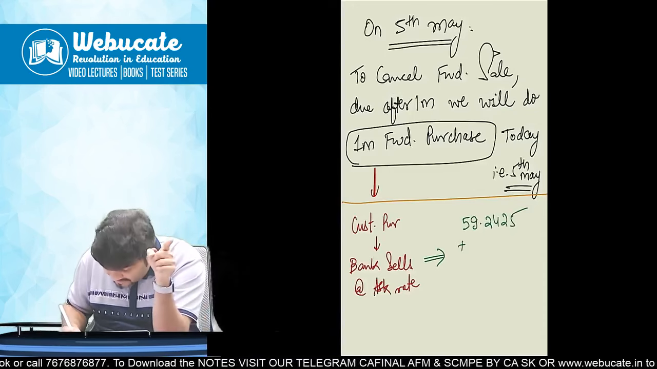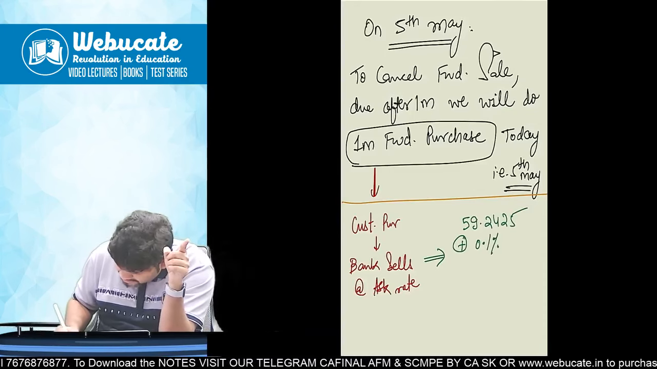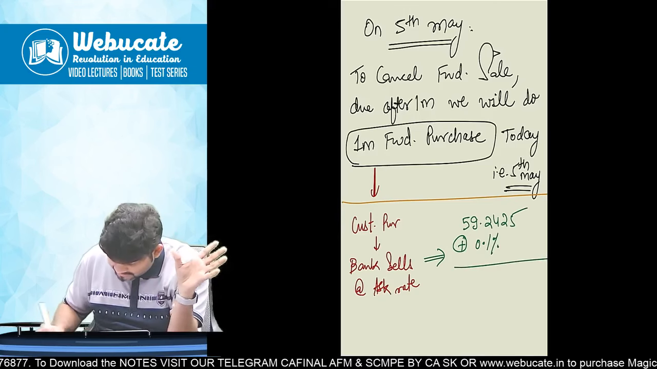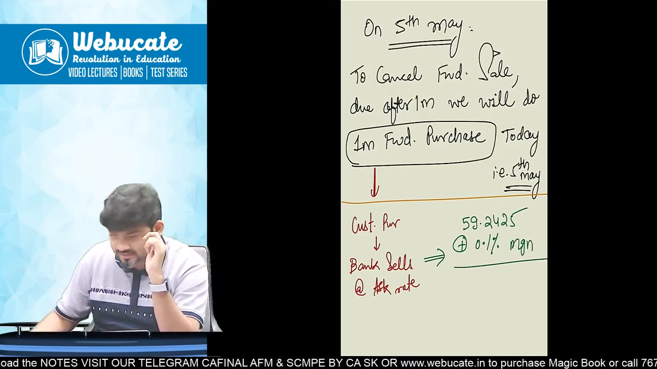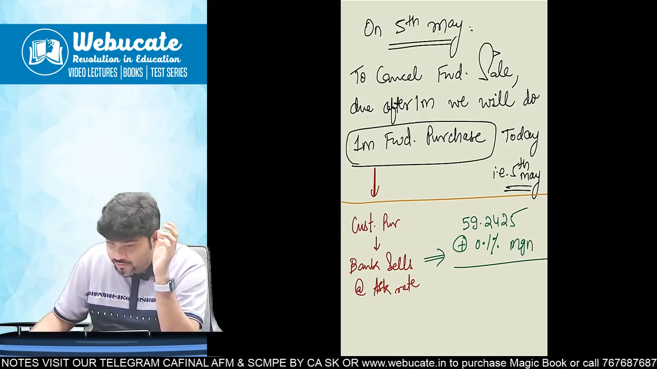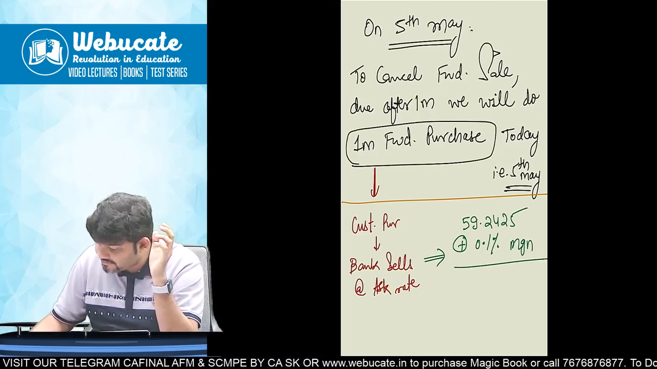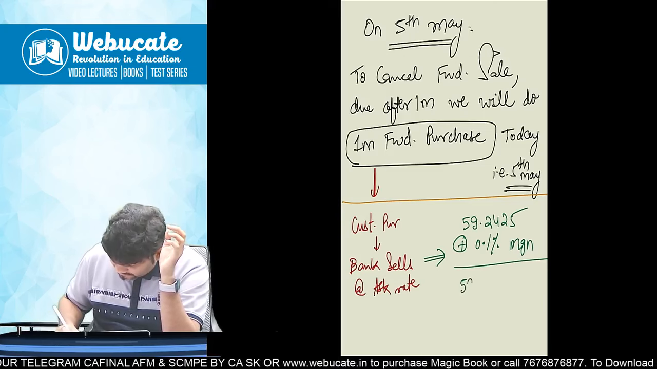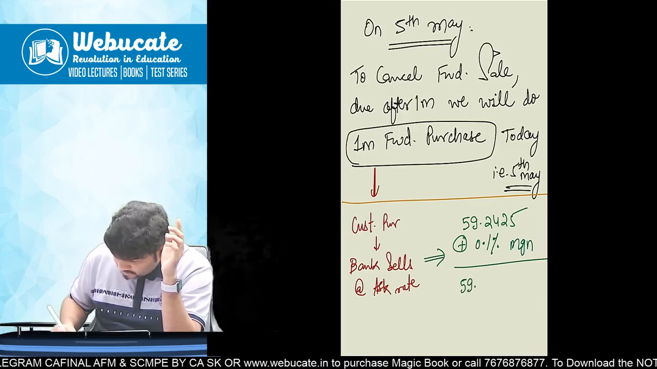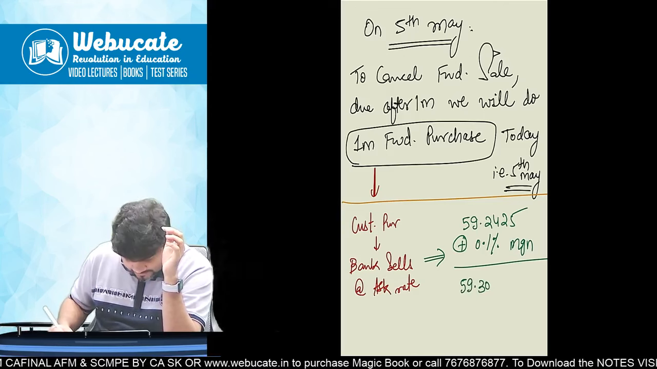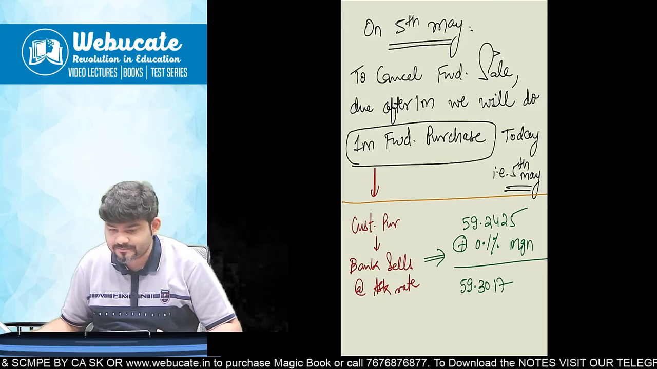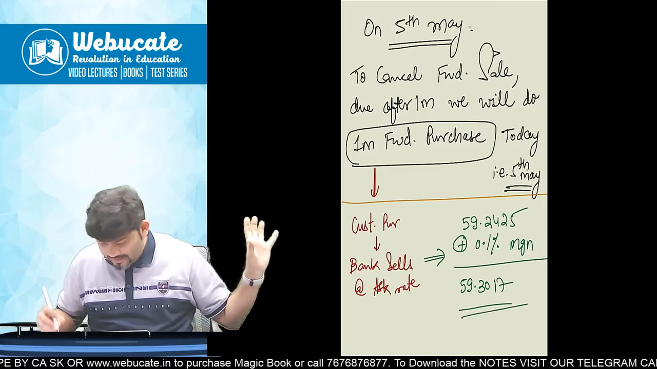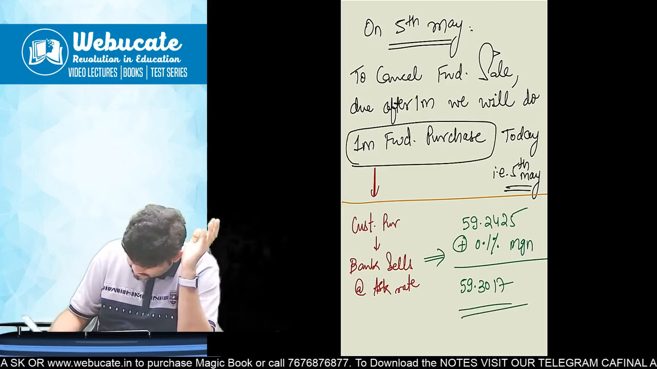Customer is purchasing at 0.1%. Life becomes so easy when concepts are clear. Isn't it? So 59.2425 plus 0.1% is 59.3017. 59.3017. Clear. Deal clear. Now, what are the final charges that he had to pay?